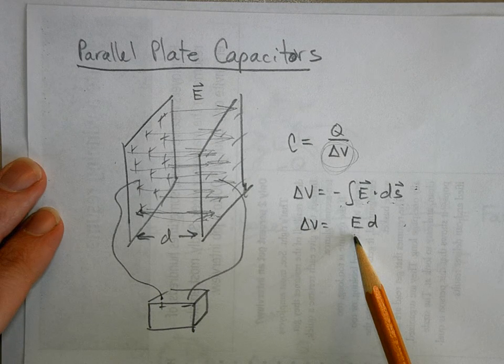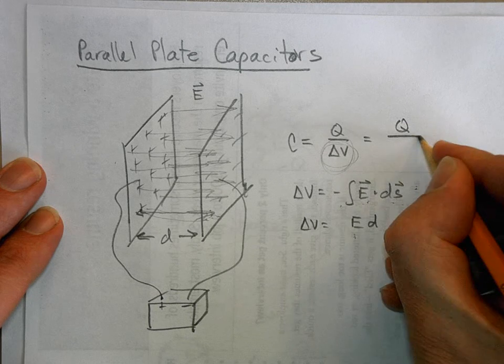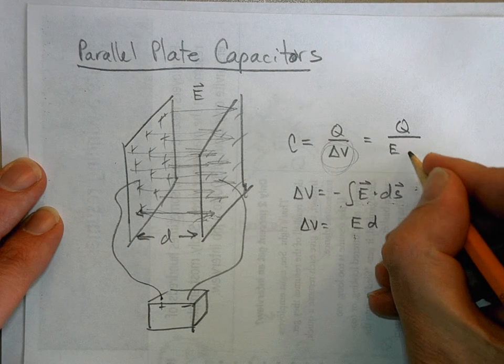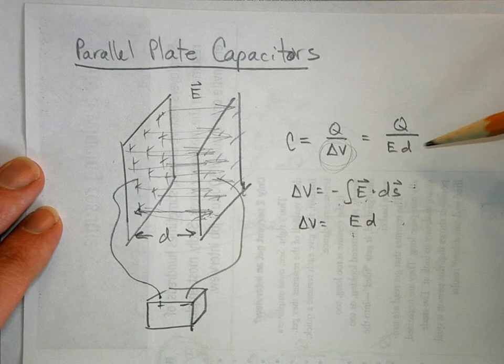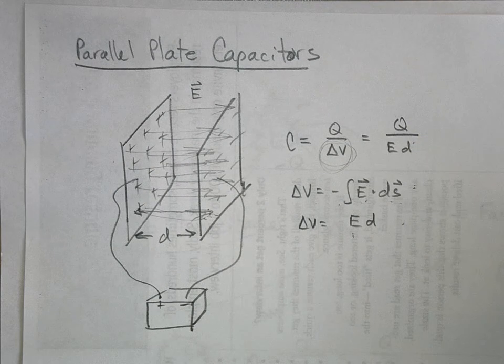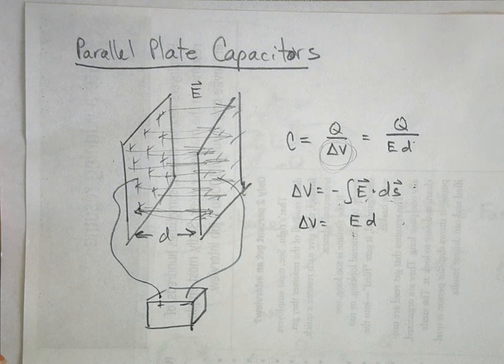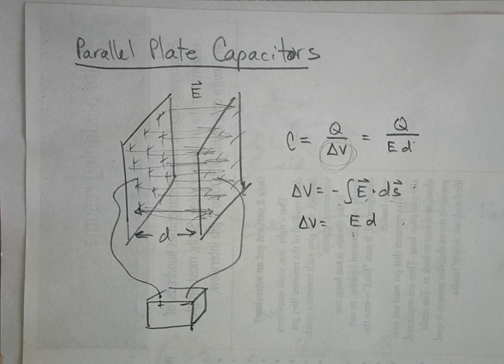All right. I want that now. This is kind of nice because now I got Q over E times D. Now D is the distance between the plates, part of the essential geometry of this. So hey, we're making progress. But I got to get rid of Q and I got to get rid of E. Okay, that's what I want to do next. I want to get rid of the electric field.